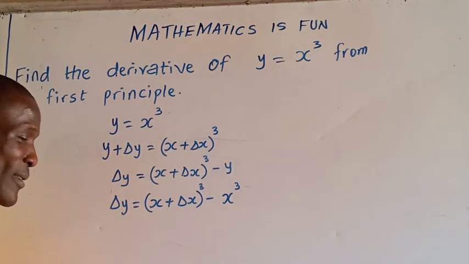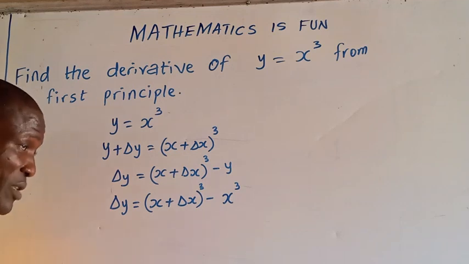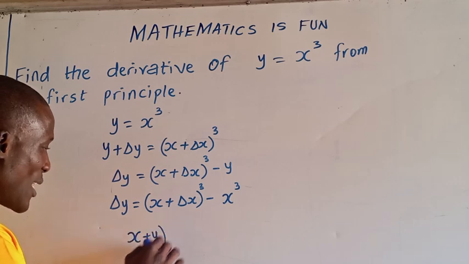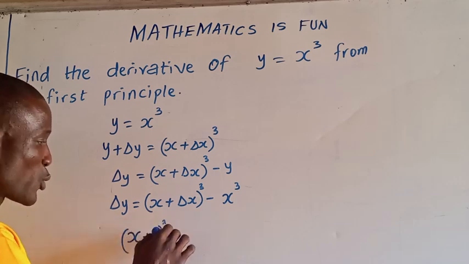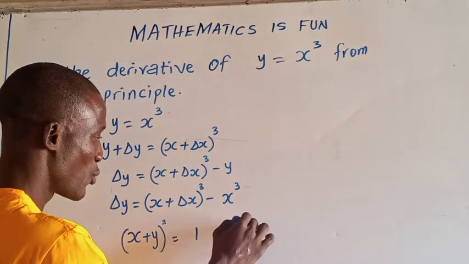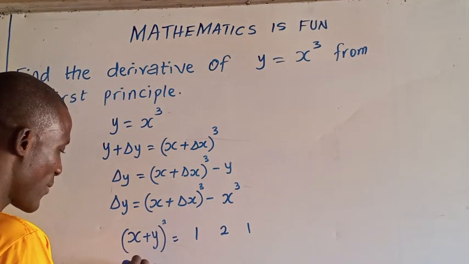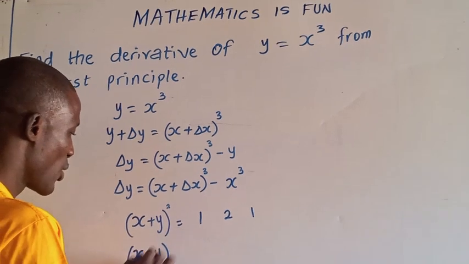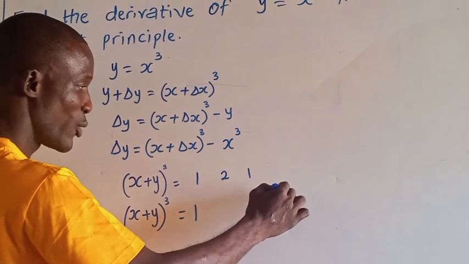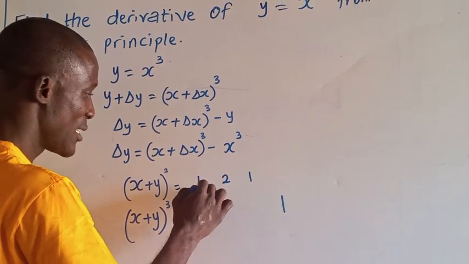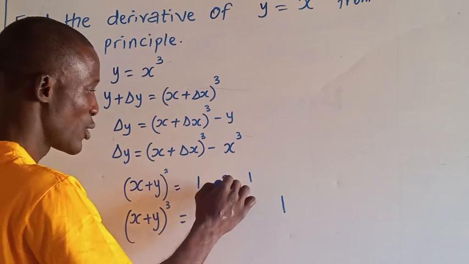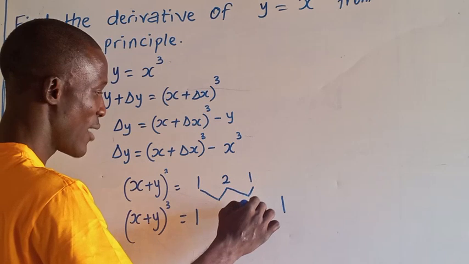Let's quickly use our Pascal triangle from the binomial theorem. Remember that we are having x plus y raised to the power of 2. The coefficient will look like this: 1, 2, 1. So when you have x plus y to the power of 3, always remember that you will start with 1 and you will also end with 1. Then the next thing is these two together, you add 1 plus 2, we have 3. 2 plus 1, we also have 3.